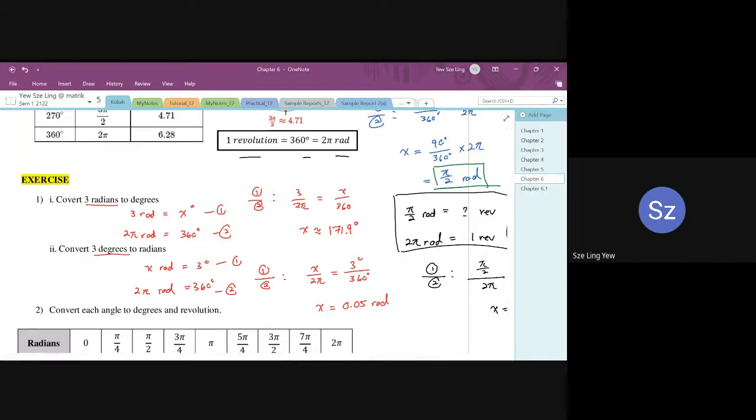So make sure you take notes, because unit conversion is very important in this chapter.